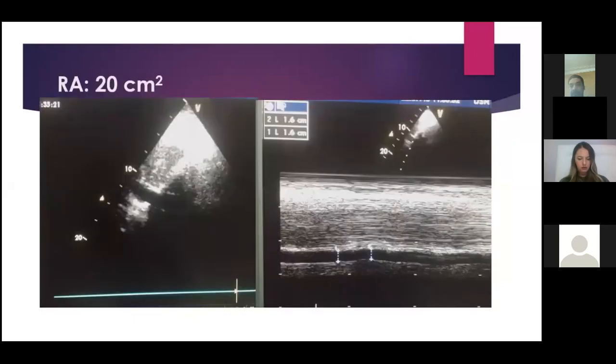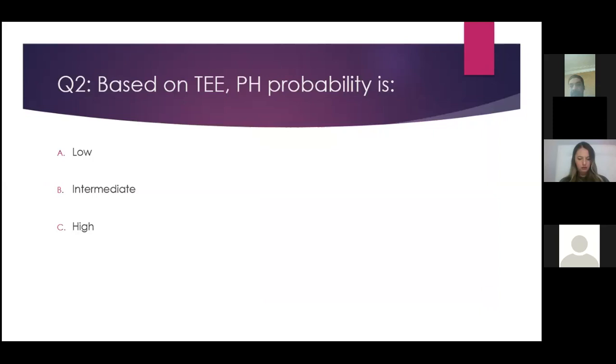The IVC is not markedly dilated. However, there was a lack of inspiratory collapse, and our right atrium was dilated with a right atrial area of 20 centimeters squared. So, based on this echocardiographic data, the probability of pulmonary hypertension in this patient is to be low, intermediate, or high. So Haitham, what do you think? I think it's an intermediate to high risk, and if it's a single answer, it's C.